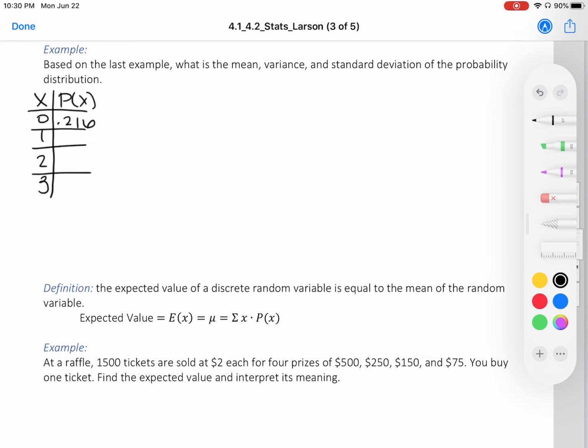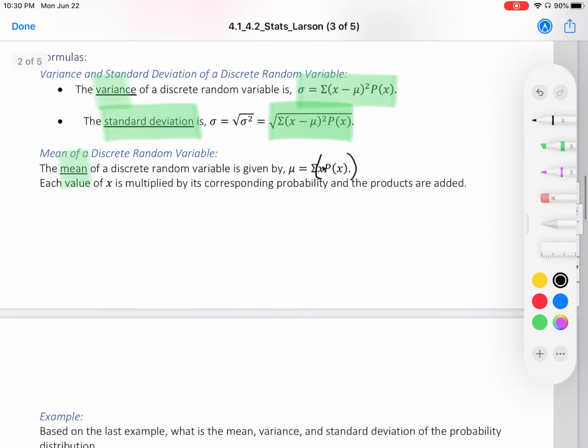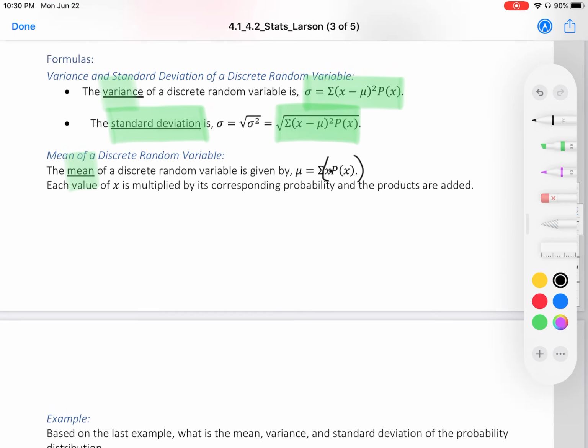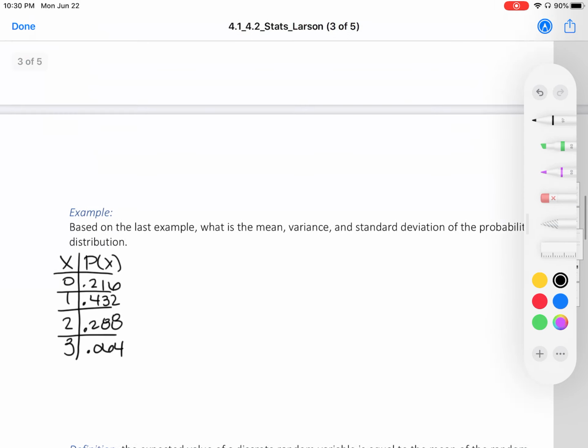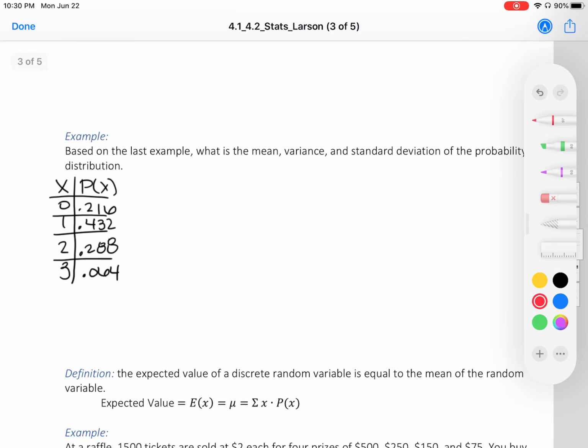0.216, 0.432, 0.288, and 0.064. All right, if I'm following my formulas above, to find the average, I need to multiply each x value by its probability. So let's take the time to find x times p. And then at the end, I want to add them.